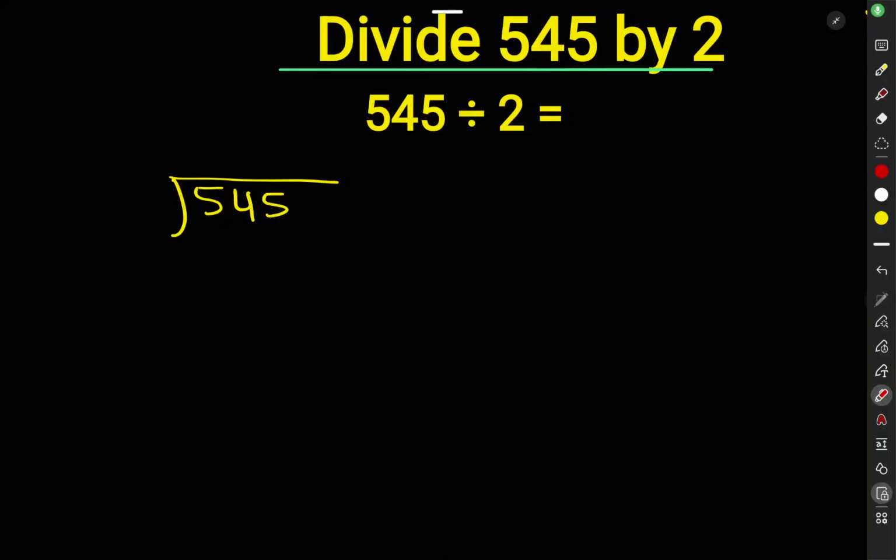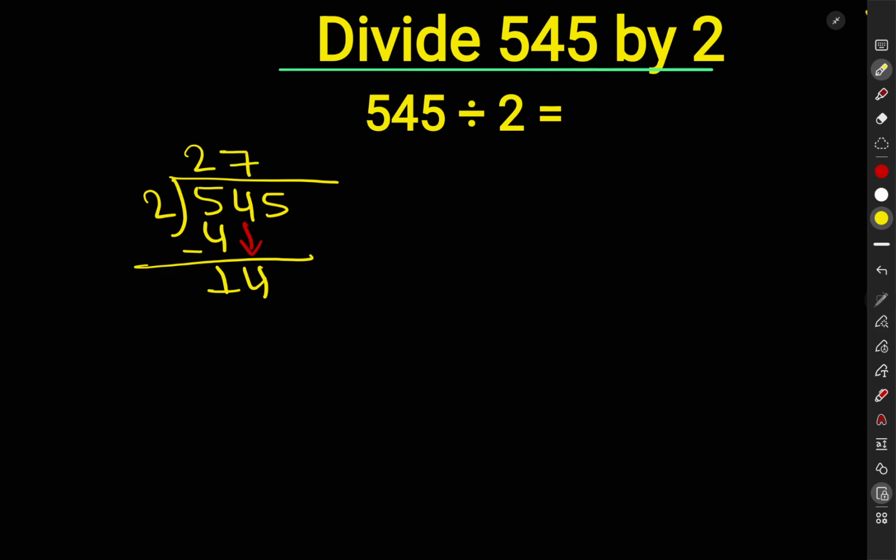We divide 545 by 2 in a long division method. 2 times 2 is 4. On subtracting, we get 1. So now we put down this 4 and it is 14.